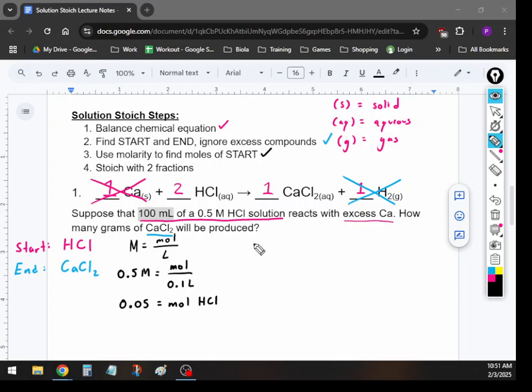All right, so step 4 is going to be our new thing, the stoichiometry portion. Now, before we did stoichiometry with 3 fractions. Luckily, for this part, we only need to do 2 fractions. So I'm going to show you guys what the 2 fractions are. Let's take our number right here and start it as our Stoich problem. So we're going to write 0.05 moles of HCl, and we are going to set up 2 fractions.